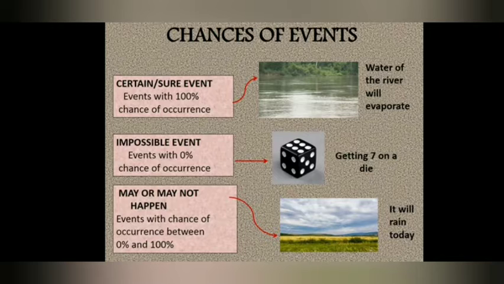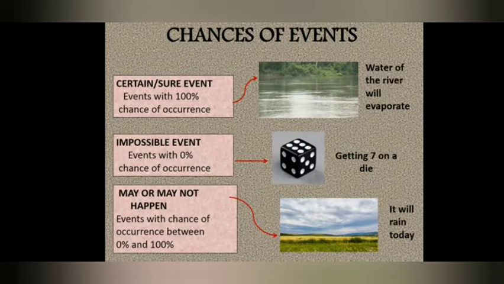Next, the impossible event. Impossible means it does not occur. For example, getting 7 on a die. Children, we know that when we throw a die, we get a number from 1 to 6. But 7 does not occur. Such kind of event is called an impossible event, and it has 0% chance.